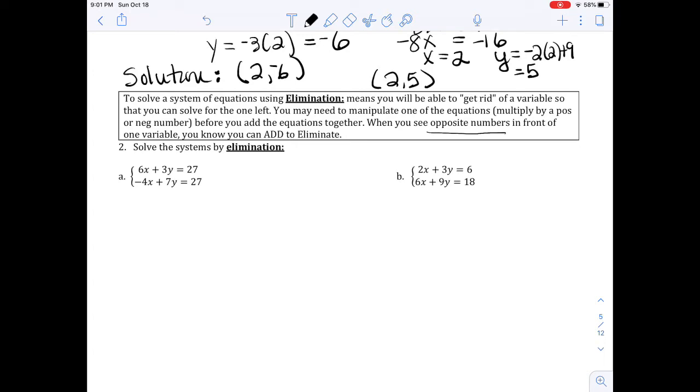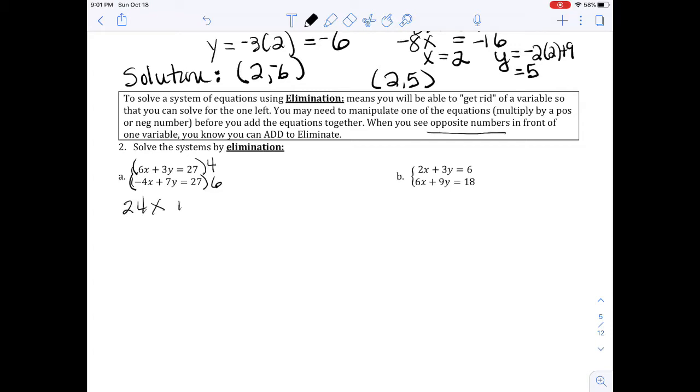So the second equation already has a negative in front of the x. So I'm going to manipulate the first equation by multiplying it by 4. And I'm going to manipulate the second equation and multiply it by 6. So I'm multiplying through the whole equation by 4.